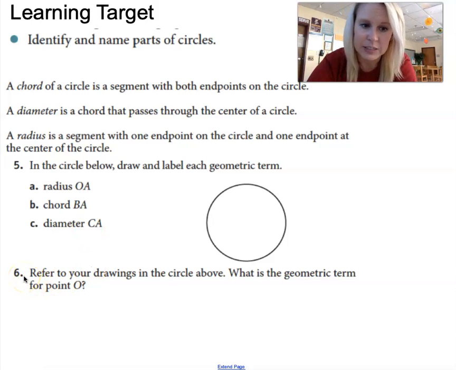And then go ahead and do number 6 as well. What is the geometric term for point O? Okay, so try that. We'll go over some answers. Press pause.